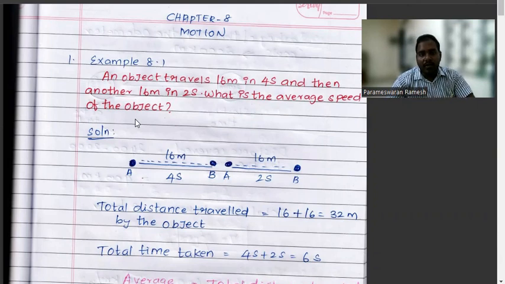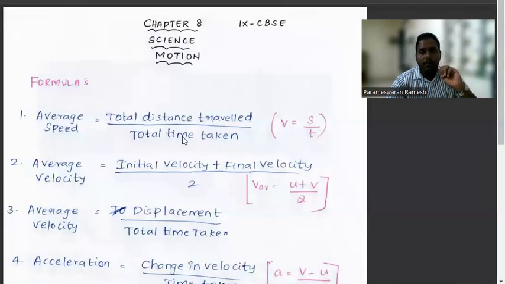Okay. First we are going to discuss average speed and average velocity, the formulas given in your book, which we are going to use in the examples as well as the exercise sums. Average speed is equal to total distance traveled divided by total time taken. As per the notation, we write v = s/t.